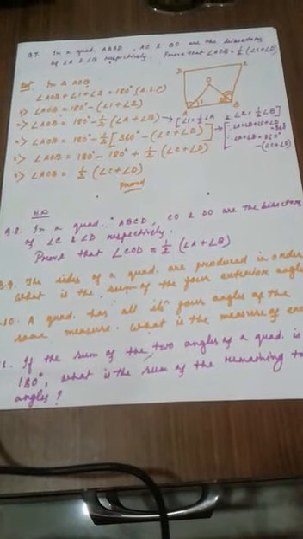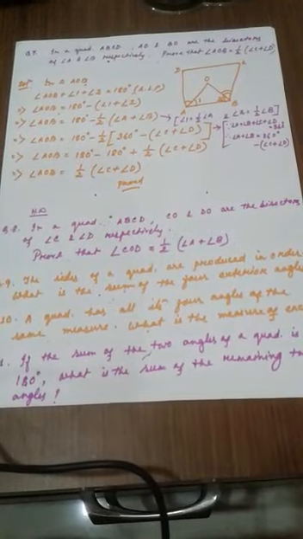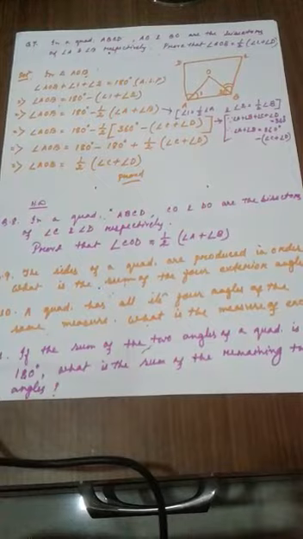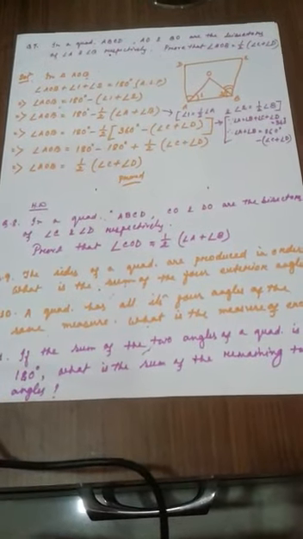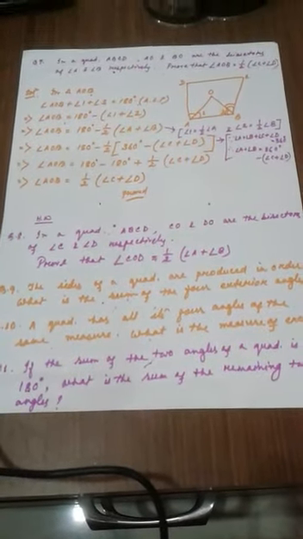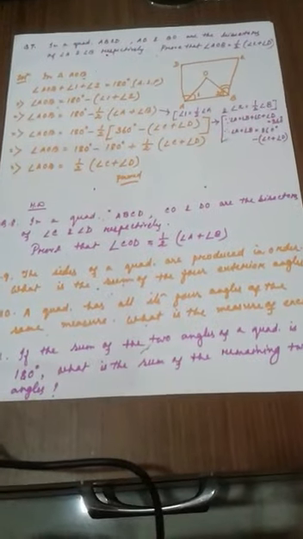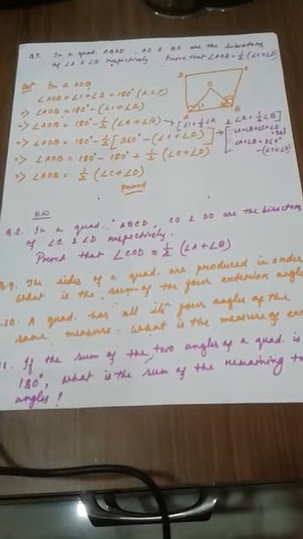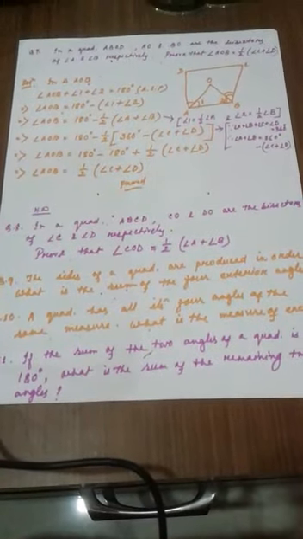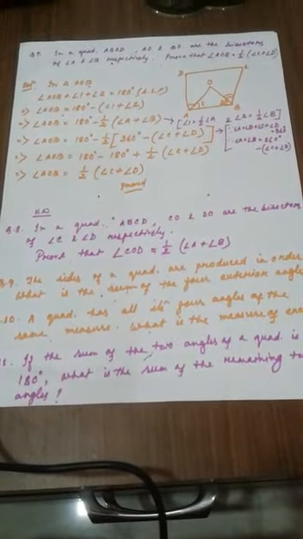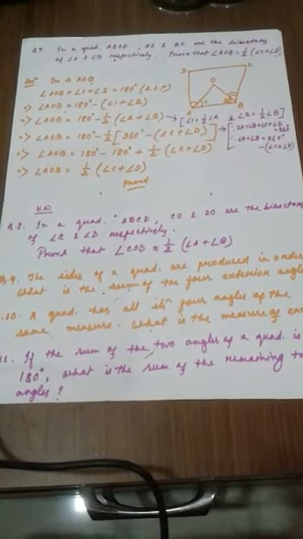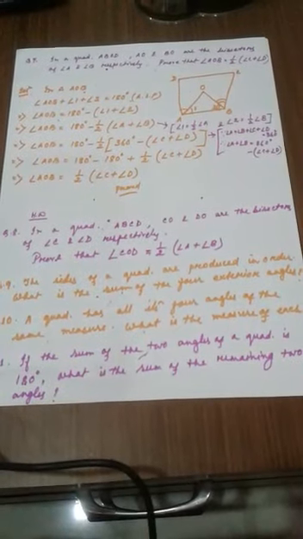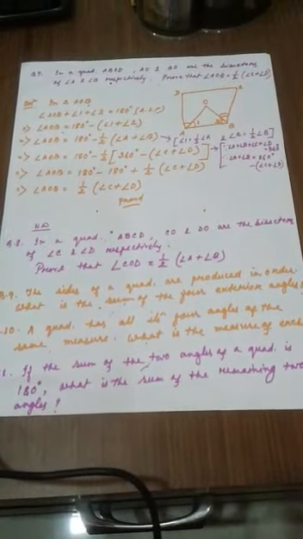Clear or not? So when the school reopens, each and every sum should be in your copy in systematic order. Got it? Thank you. In the next class, I will move on to the new chapter. I have given you many additional sums along with the properties and the book exercises, so everything should be in your copy systematically. Clear, students? Thank you.